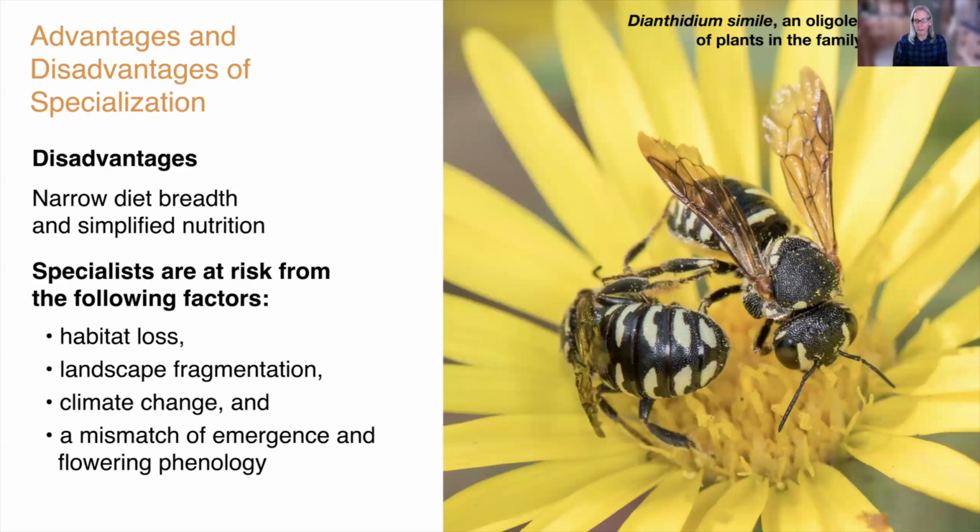And more importantly, as Lori just highlighted in our introduction, many of these specialists are at risk because of habitat loss, like landscape fragmentation, climate change, and more specifically, the pollen host plants possibly blooming earlier than historical averages, and that may result in a mismatch between when these pollen specialists emerge from their nest as adults and when their flowering host plants are blooming.